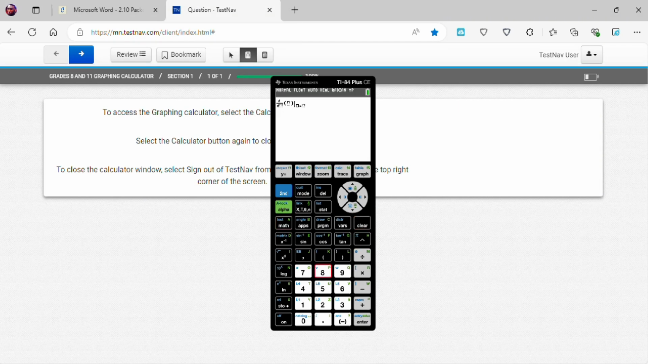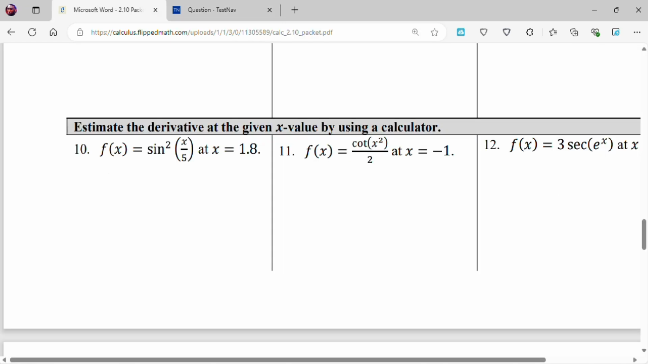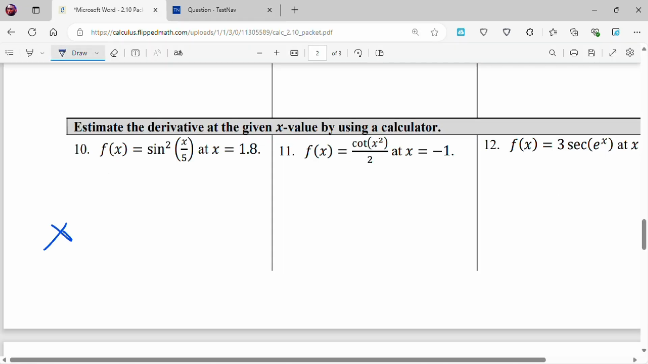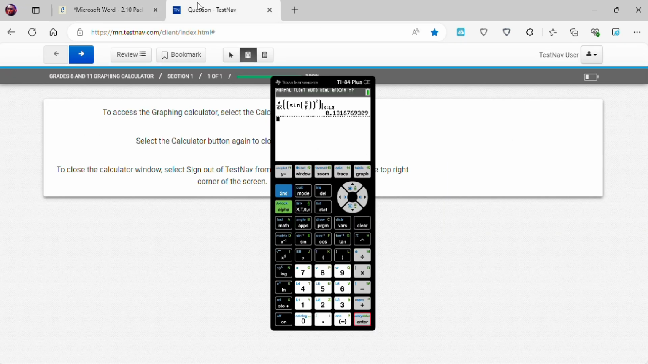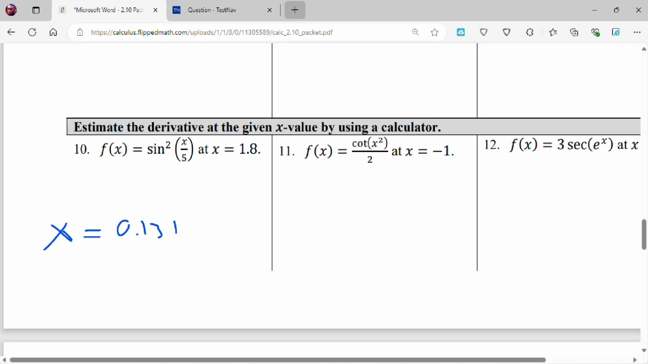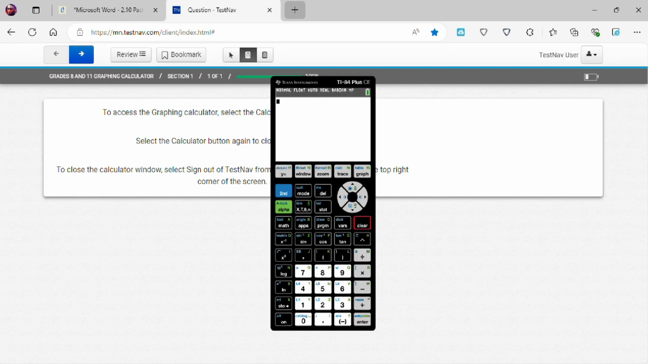So math 8, remember from a couple lessons ago, math 8, and then we have sine, so we're going to do parentheses, sine, and then x over 5, parentheses, parentheses, square the whole thing, evaluated at 1.8. So we're going to get 0.131. Next, f of x equals cotangent of x squared over 2 at x equals -1.